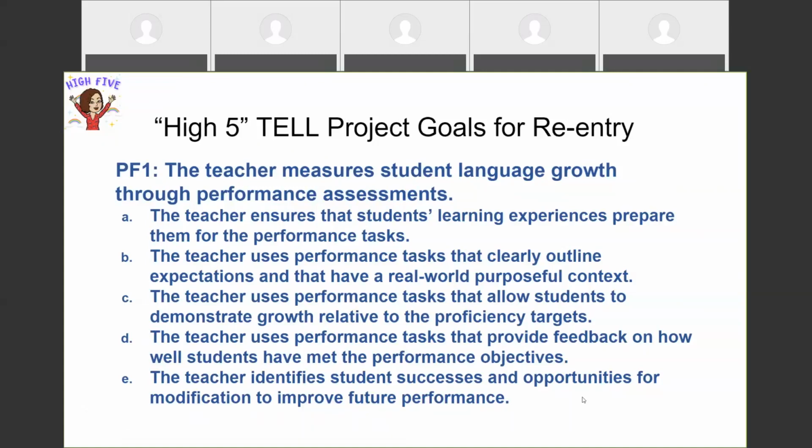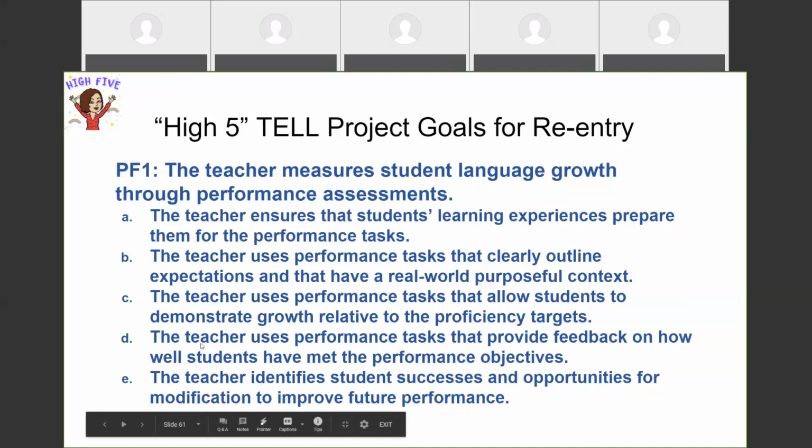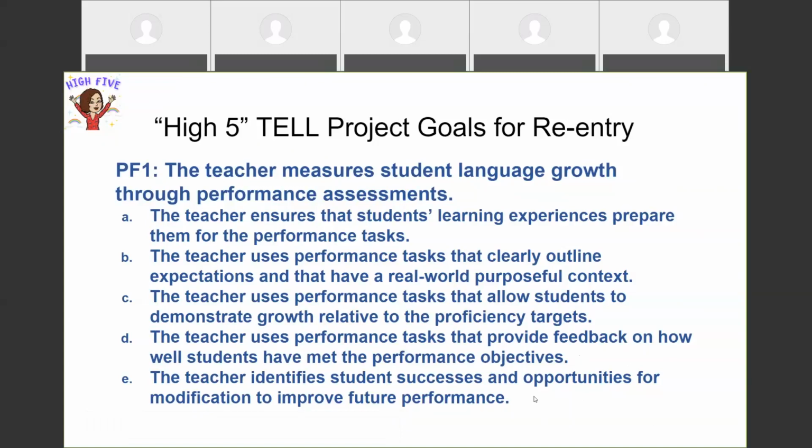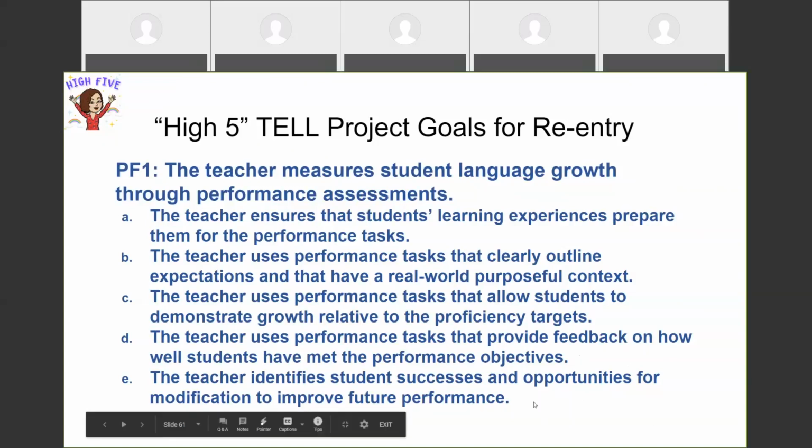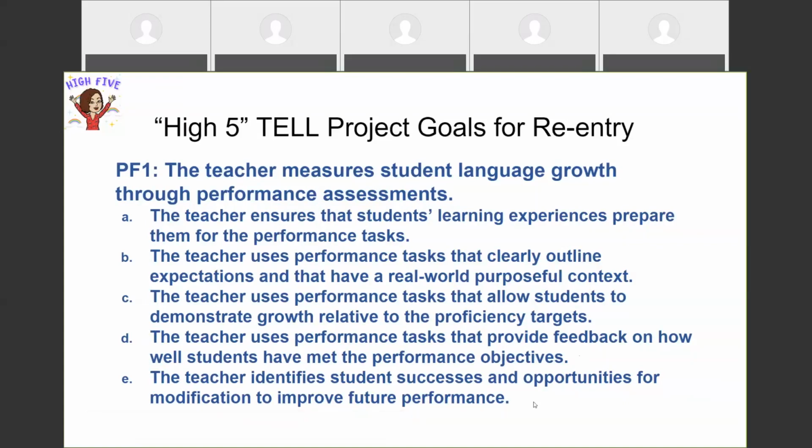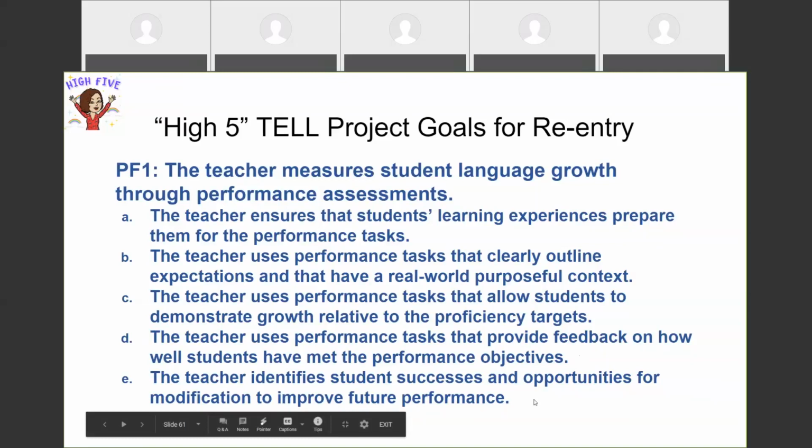D and E, yes. So the student uses performance tasks that provide feedback on how well students have met the performance objective. You might want to use things like rubrics to help give them some targeted feedback rather than just, hey, good job, or goodness gracious, by teachers who used to have the red pens and would take off quarter points for missing letters and accents. Need to be careful about that type of thing.